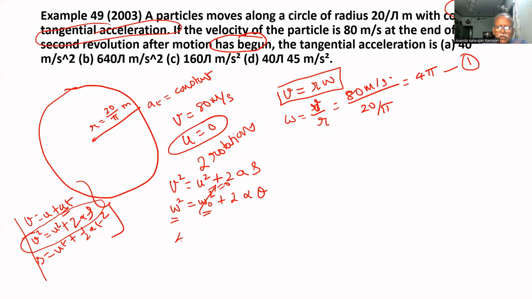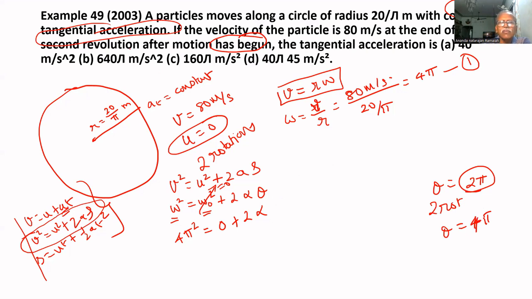Therefore, if you substitute, (4 pi) square equal to 0, because u is 0, initial velocity, plus 2 alpha theta. Theta is 2 rotations. 2 rotations means what? For one rotation, 2 pi. 2 rotations means theta equal to 4 pi. So at the end of second revolution, that's why we have to substitute 4 pi here. Therefore, alpha equal to (4 pi) square divided by 8 pi.